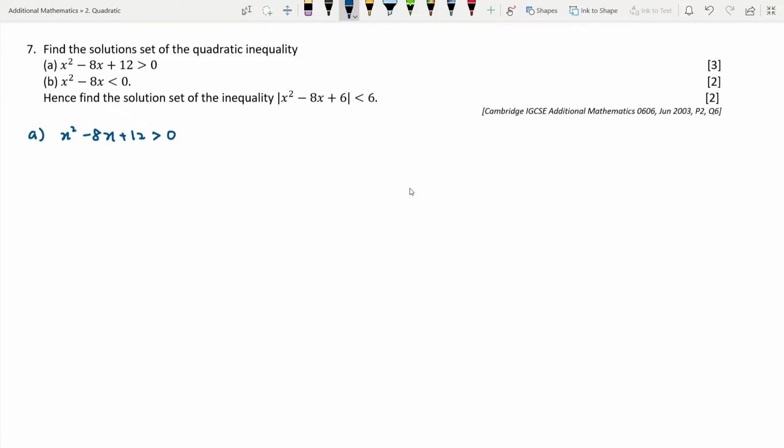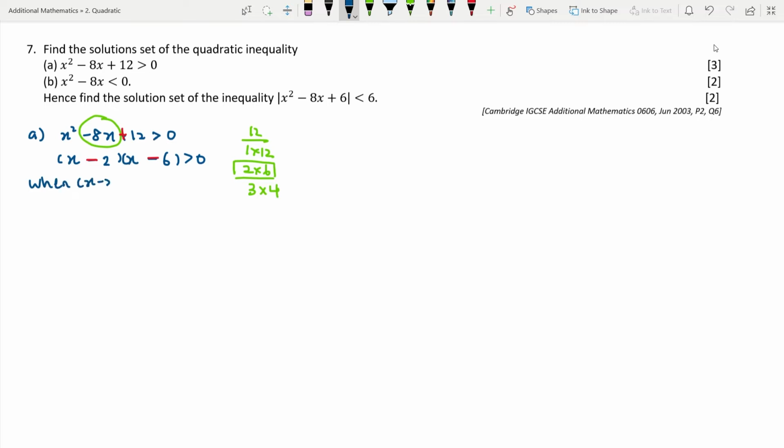To solve this inequality, we need to factorize the quadratic expression. x squared is x and x. 12 can be 1 and 12, 2 and 6, or 3 and 4. We need to get a minus 8x. Hence, we will choose this combination. We put a 2 here and a 6 here. To get a minus 8, minus 6, minus 2. And lastly, we check that negative and negative gives a positive.